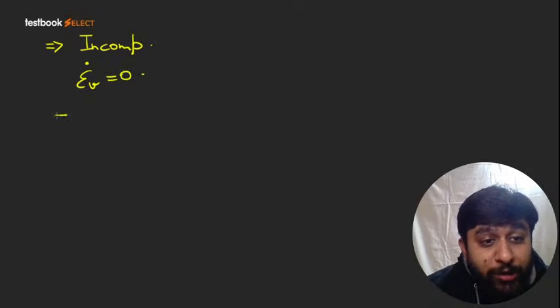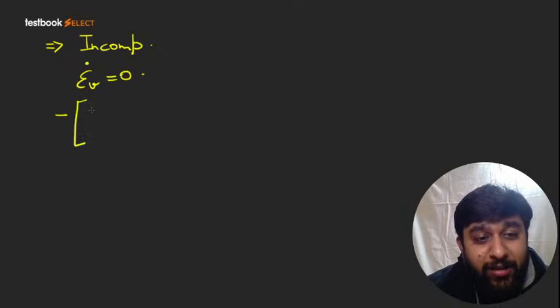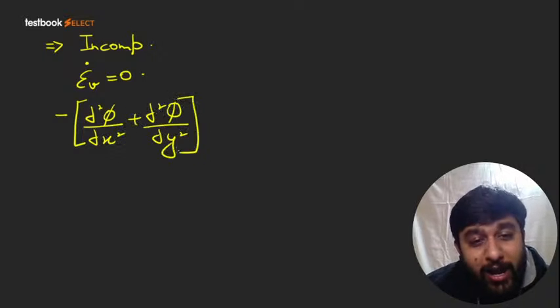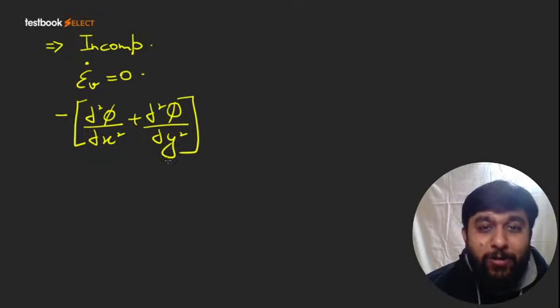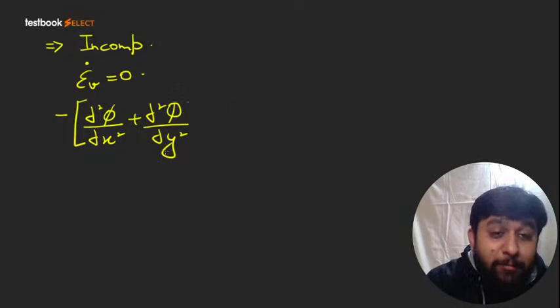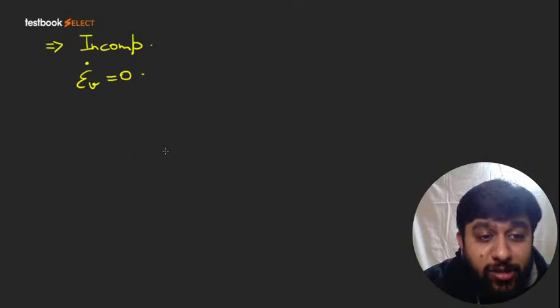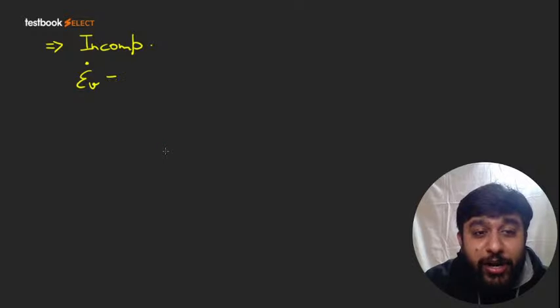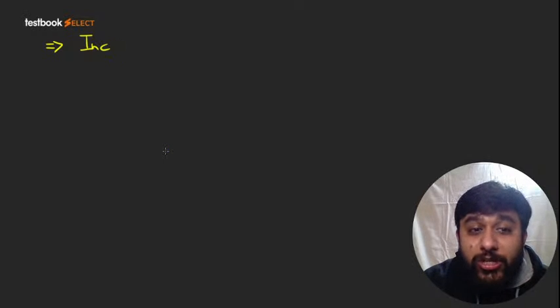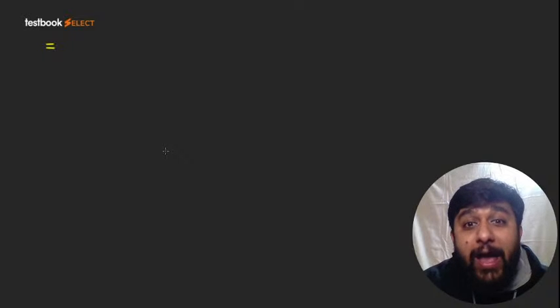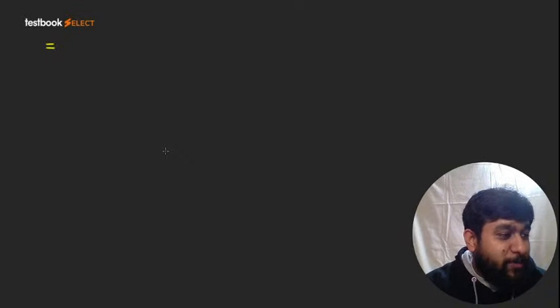But how do you define rate of volumetric strain? So rate of volumetric strain is written as del square phi by del x square plus del square phi by del y square. Right? Now this will become 0. I have not proved it yet, so I will do it now. Okay, so we have written linear strain rates, we have written shear strain rates, and we know that vorticity vector is going to be 0 because we are talking of flow defined by velocity potential function.